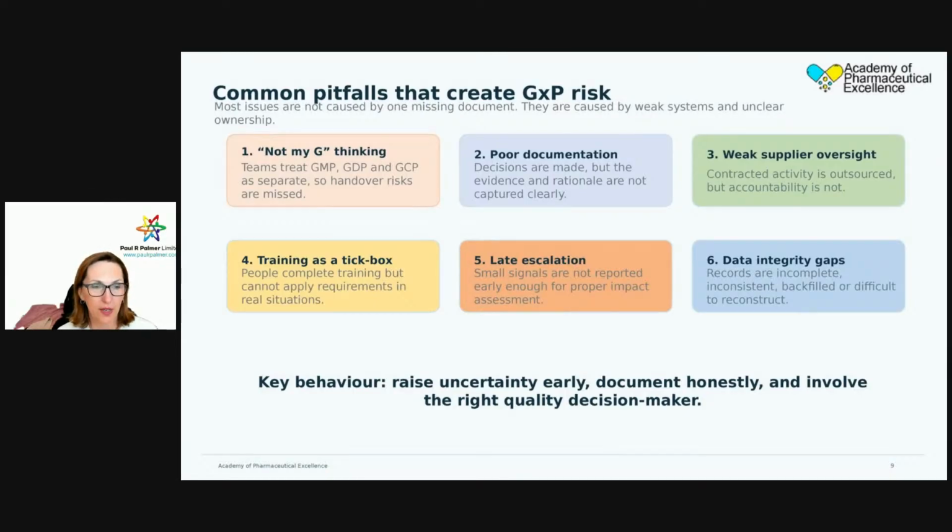So the behavior I would like to encourage here is very simple. Raise your uncertainty early, document honestly, and involve the right quality decision maker. To do this, of course, you need clear process pathways, and they need to be documented, trained out effectively and reviewed regularly for compliance.